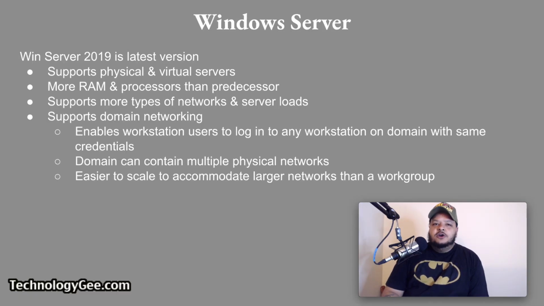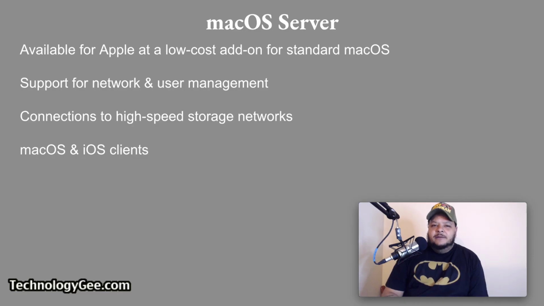We have Windows Server. Windows Server 2019 is the latest version. Windows Server 2019 supports physical and virtual servers with more RAM and processors than its predecessors and supports more types of networks and server loads. Windows Server supports domain networking, which enables workstation users to log into any workstation on the domain with the same credentials. A domain can contain multiple physical networks and is easier to scale to accommodate larger networks than a workgroup.